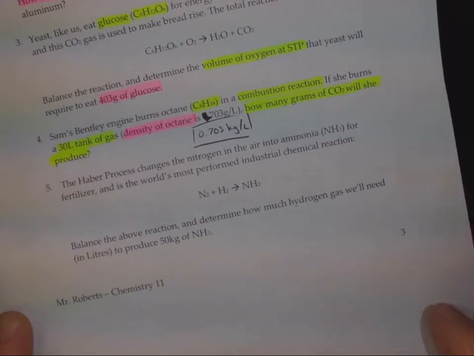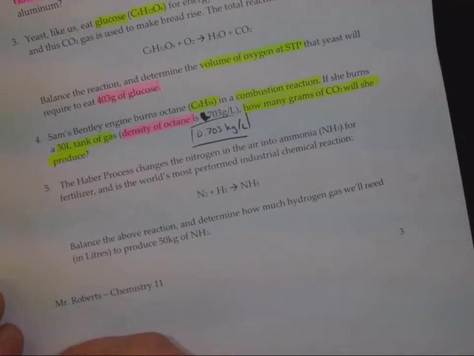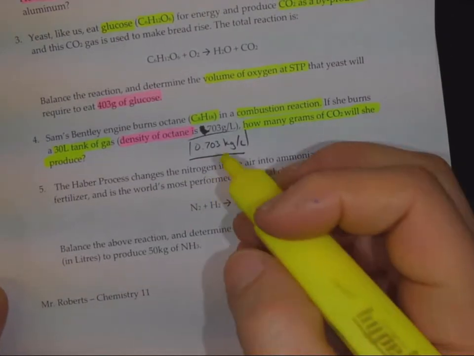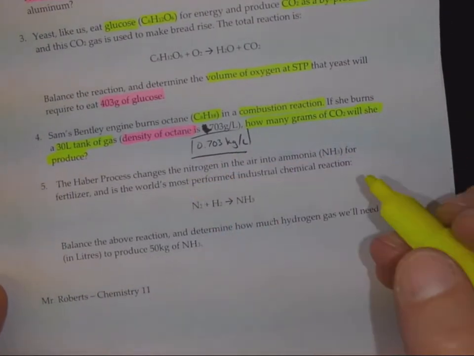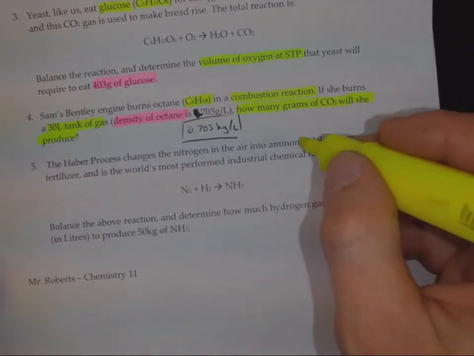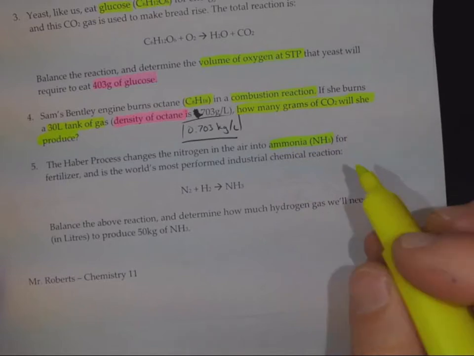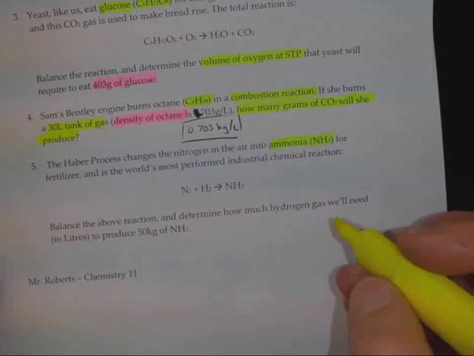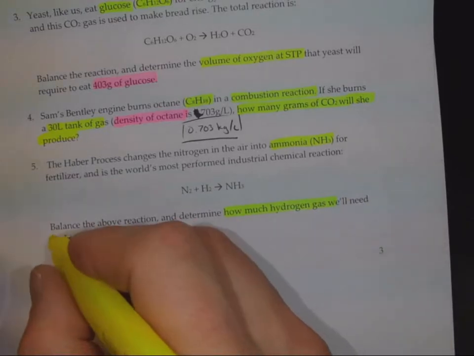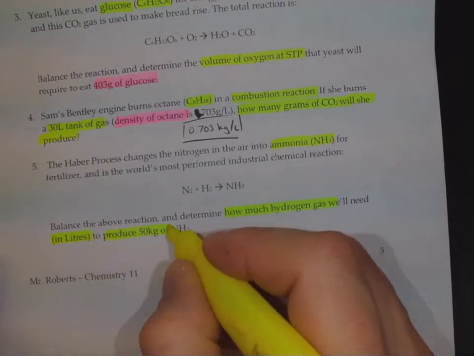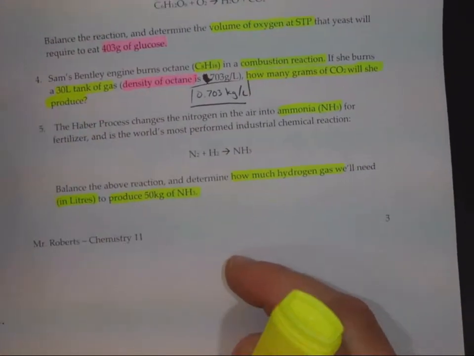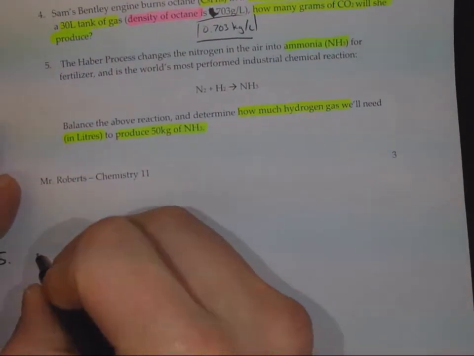So this is a famous reaction, the Haber process. We talked about it a little bit in class, but we'll talk about it more later. The Haber process changes the nitrogen in the air into ammonia for fertilizer. World's most performed industrial chemical reaction. So determine how much hydrogen gas we'll need in liters to produce 50 kilograms of ammonia.